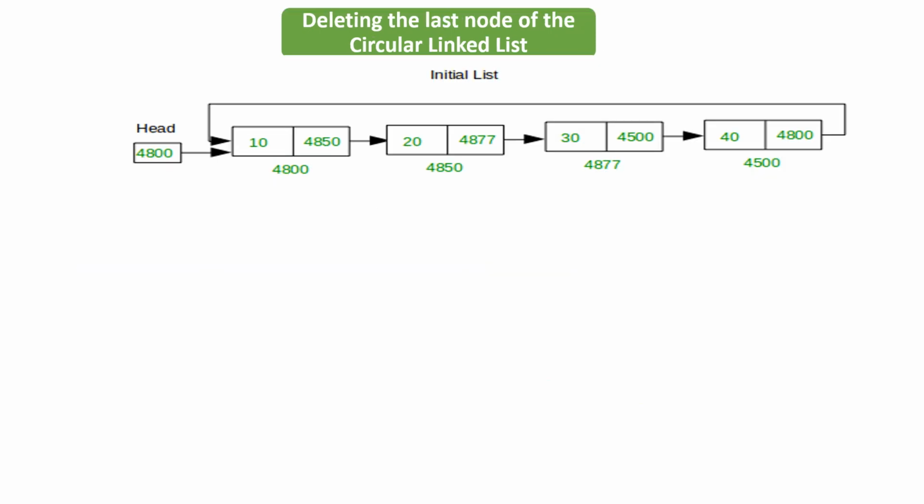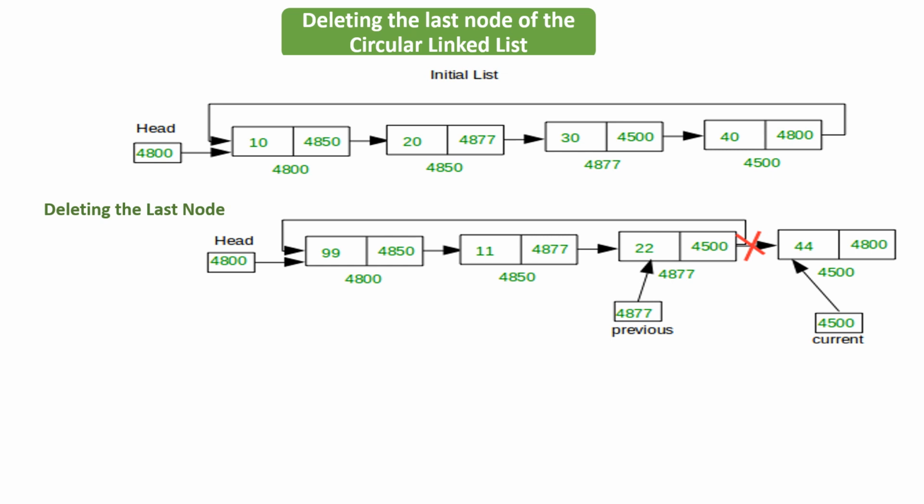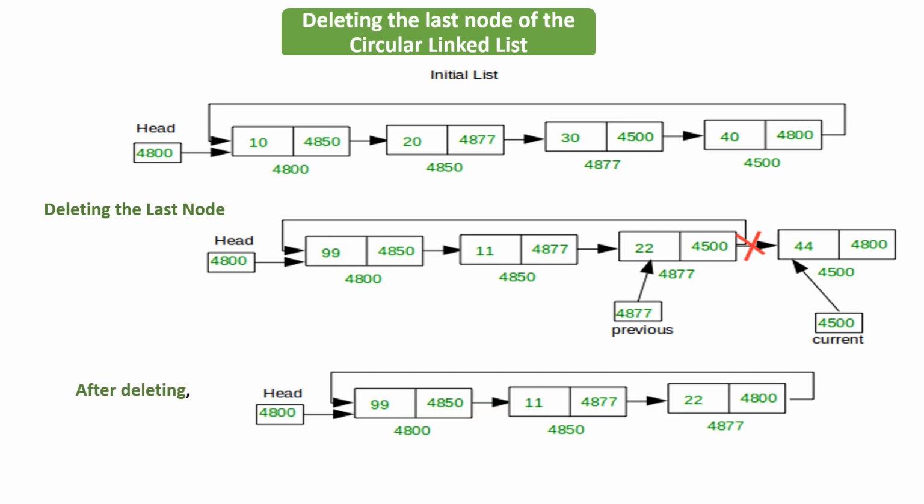Now we can move to deleting the last node of the circular linked list. If I ignore the first diagram, now if the node 44, that is the last node, is deleted, then the next pointer of the last node will point to the first node, that is the node 99, which now became the last node since the node 44 is deleted.